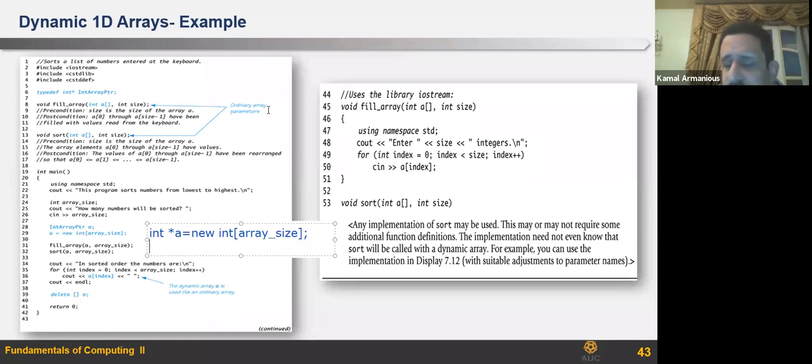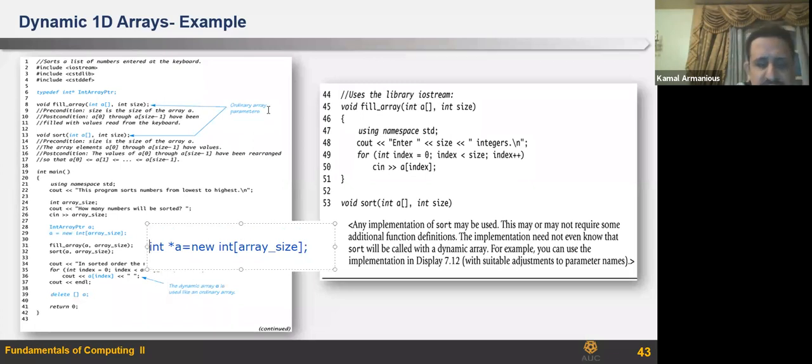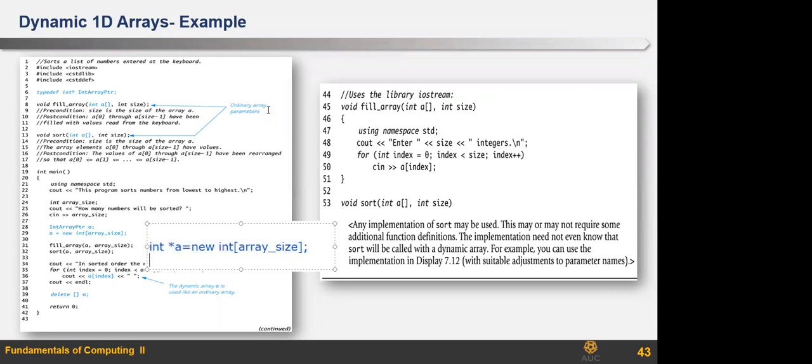It asks the user how many places he wants to allocate. The user says I want to allocate 5 places. So is this a 1D array or 2D array, Ayman? This is a 1D array.